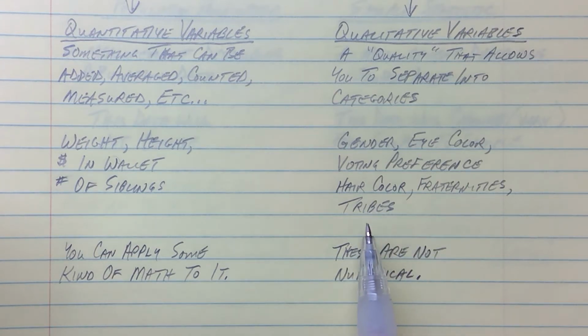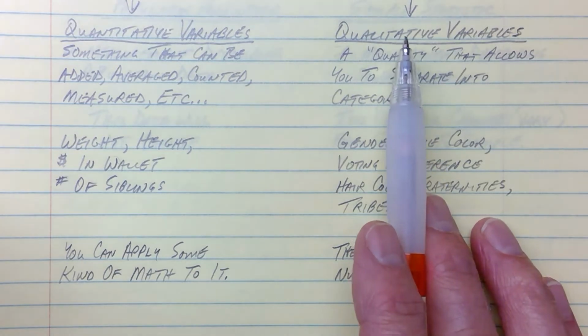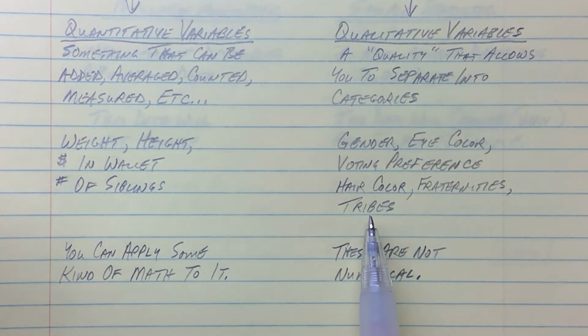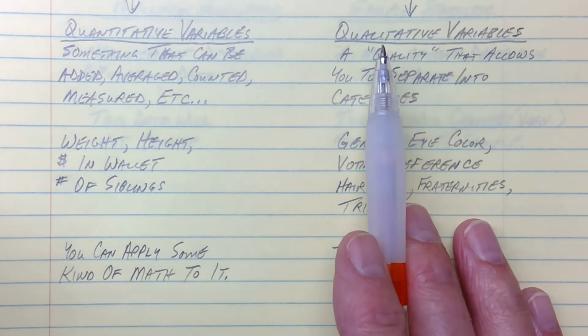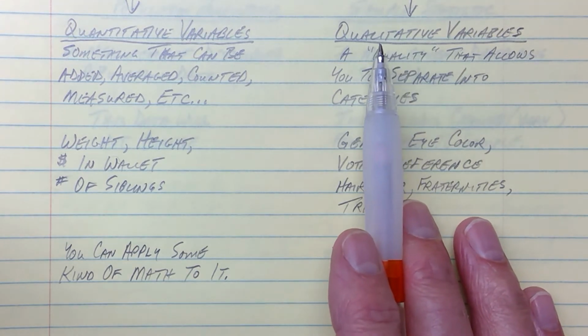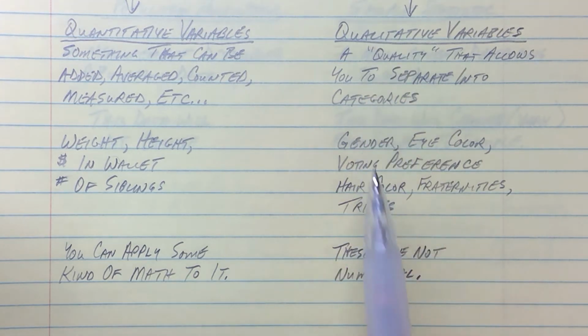Different tribes, I can separate you out, but that's a variable. People vary from tribe to tribe. One person might be Pawnee, one person might be Osage, one person might be Kaw, but I can't do any math with it. All I can do is separate you or put you in categories according to a quality that you have, all right? Not numerical.